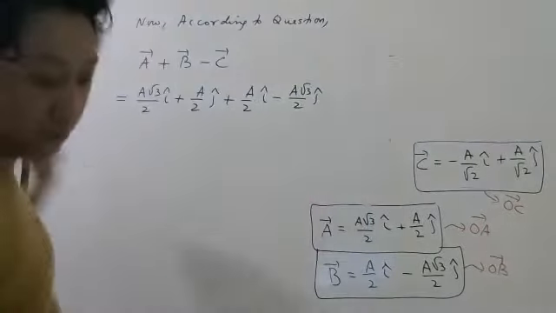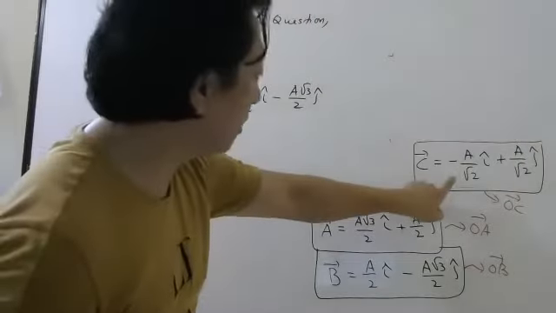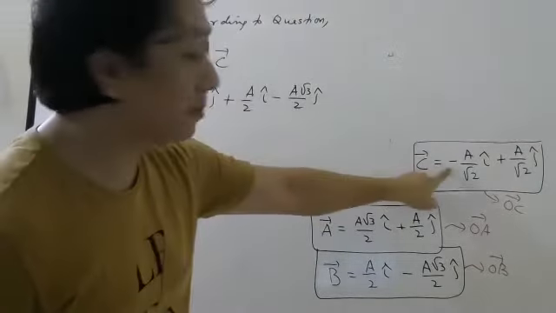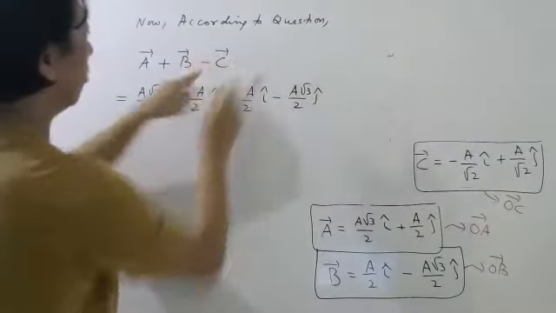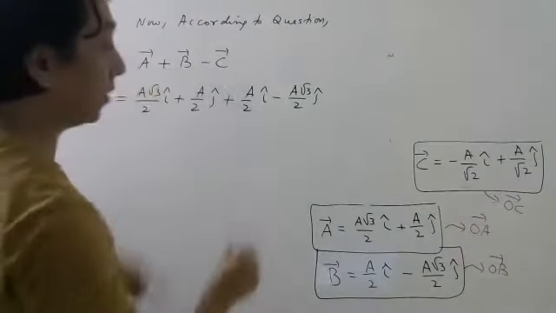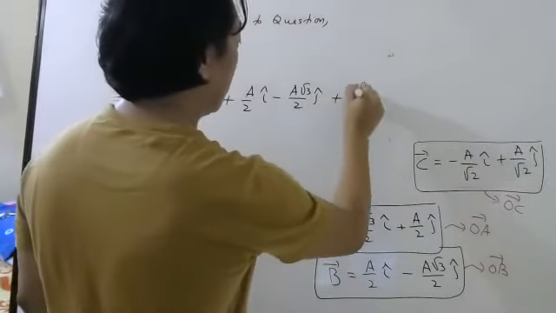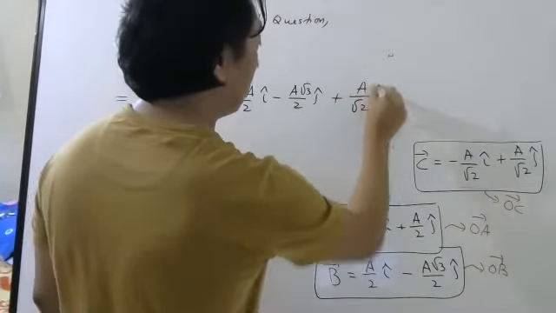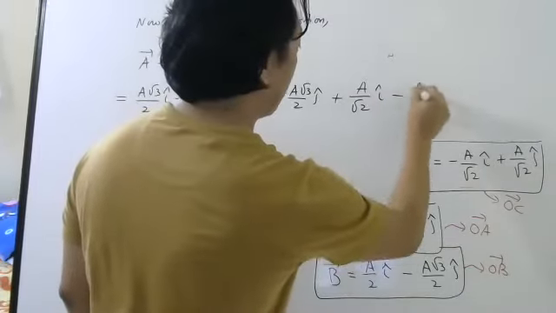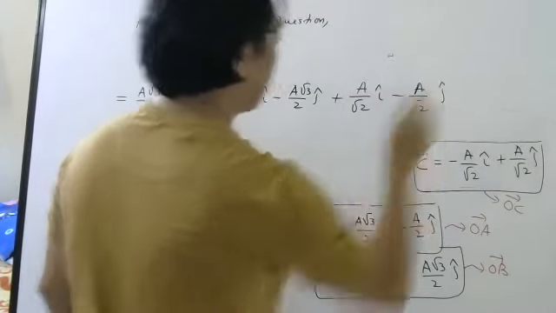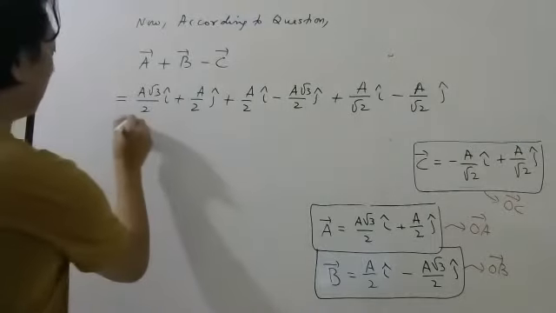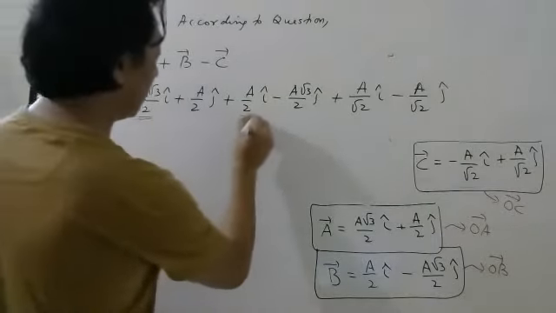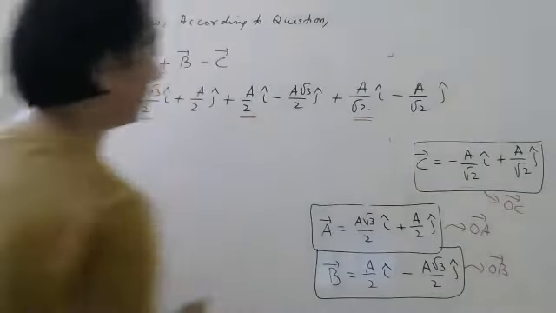For C bar, you have to be slightly careful, because in the question itself they told minus C bar. When I put this C bar here, there is already a minus in the question, so the minus will become plus. So plus A by root 2 I cap, and this plus will become minus A by root 2 J cap. Correct now? Now you have done the problem already. Now you collect the X components together. These are your X components.